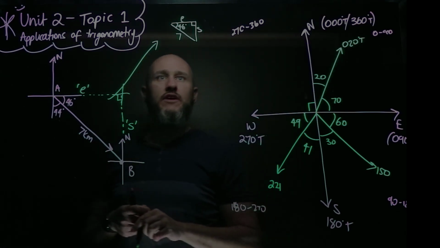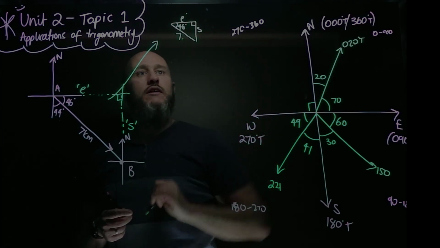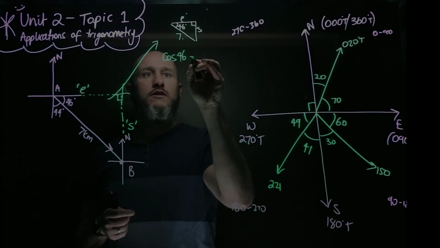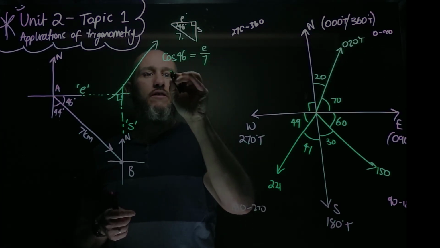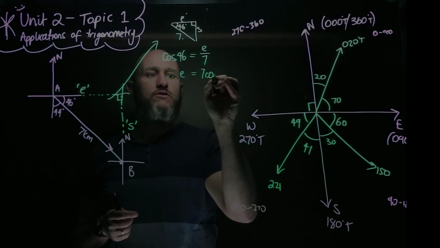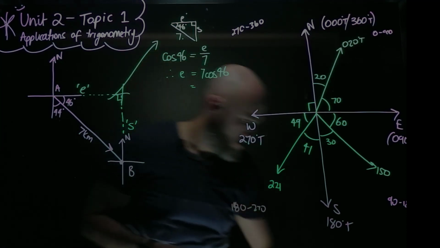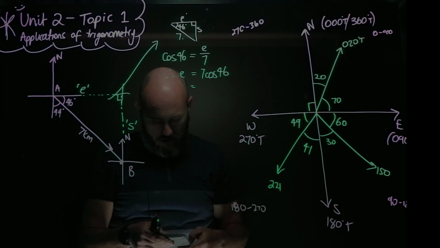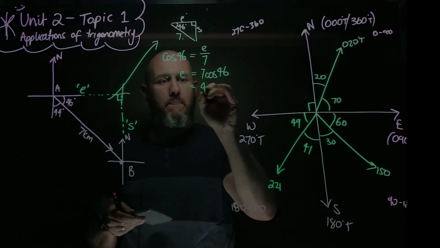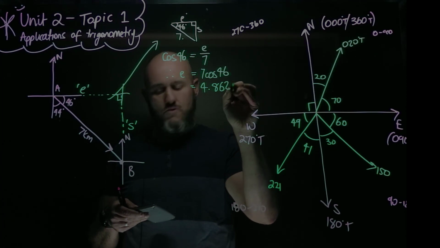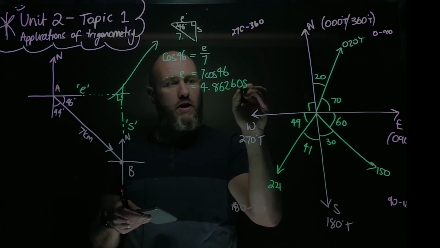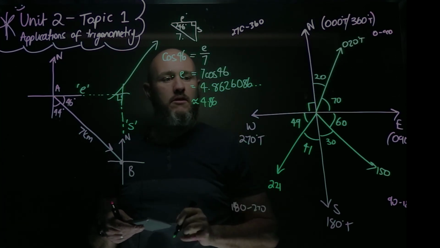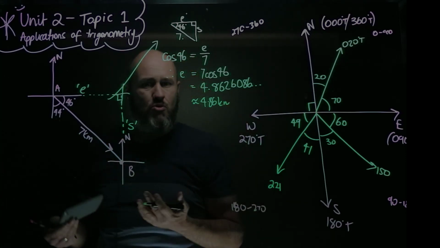So now, let's find my length E. E is the adjacent side, 7 is the hypotenuse, so therefore we're dealing with cos. Cos of 46 is equal to E over 7, and therefore E is equal to 7 cos 46, and that's equal to 4.8626086 dot dot dot, which I'm going to write down as 4.86. And of course that's kilometres, and it's less than 7, which is what we expect.